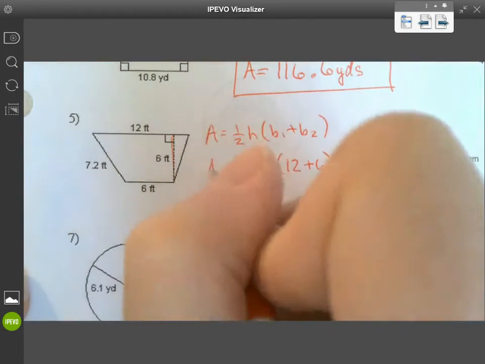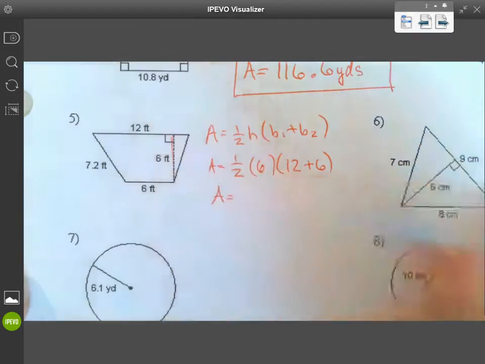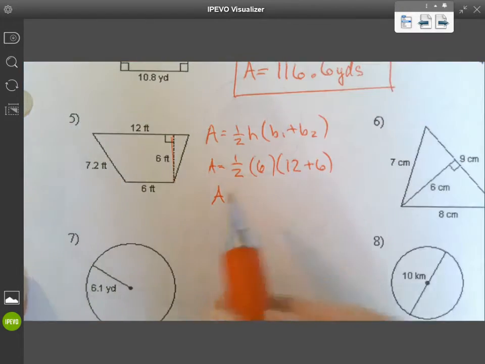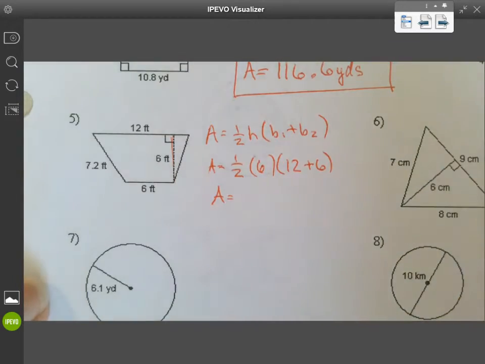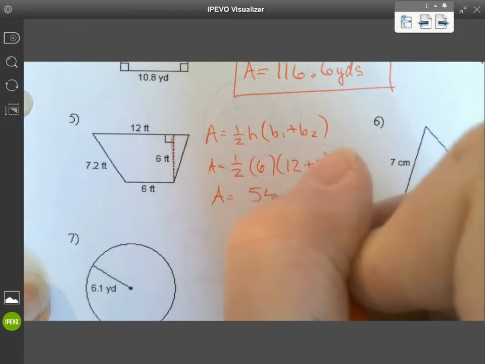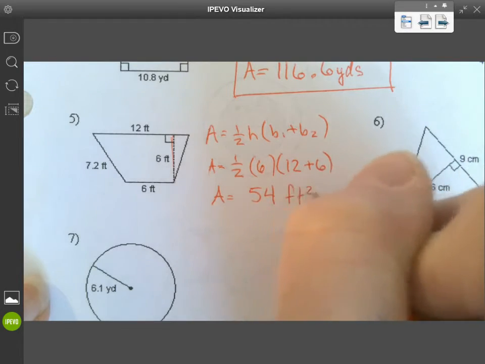All right, so what's my area equal? You can type the whole thing in the calculator. You know, this is 18, half of 6 is 3, 3 times 18. I think it should be 54 feet squared.